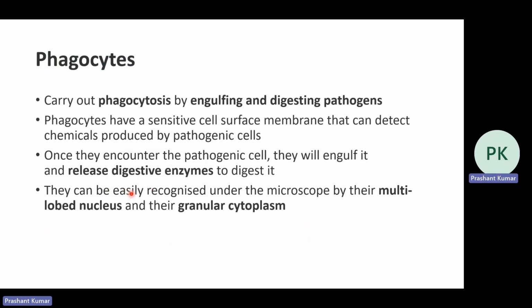What are phagocytes? Phagocytes are actually a type of WBC. They perform phagocytosis, meaning engulfing. First they engulf the bacteria, and phagocytes secrete digestive enzymes which digest the pathogen. And they are highly sensitive at the cell membrane and can detect chemicals produced by the pathogenic cells. So once a pathogen does something in the cell, these phagocytes will get triggered and they will start releasing digestive enzymes. They can easily be recognized under the microscope by the multinucleated lobes, and they have a granular cytoplasm.